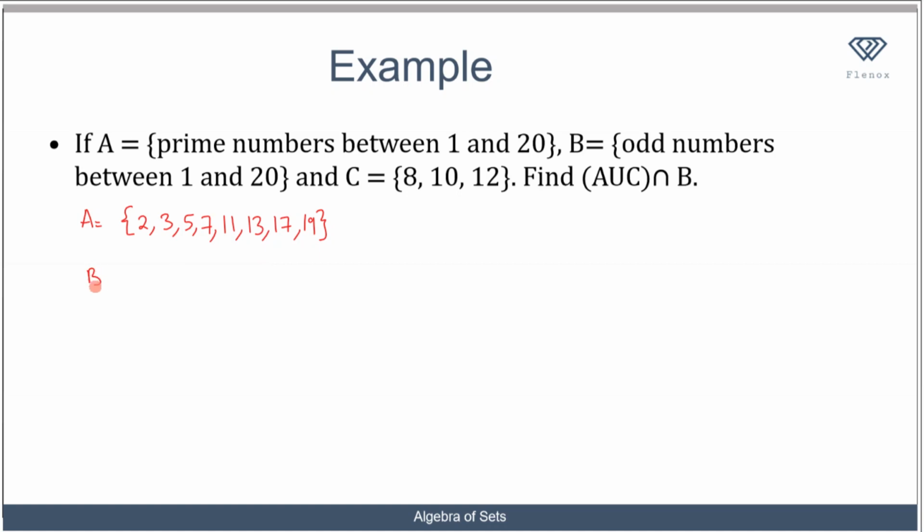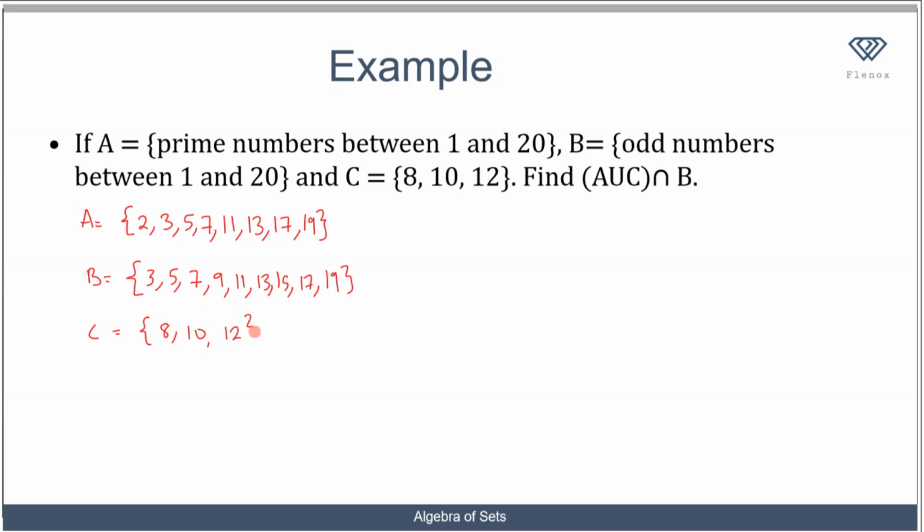And we're told that B is the set of odd numbers between 1 and 20. So between 1 and 20, 1 will not be included and 20 will not be included. So the odd numbers between 1 and 20 are 3, 5, 7, 9, 11, 13, 15, 17, and 19. And we are told that C is equal to just 8, 10, and 12.